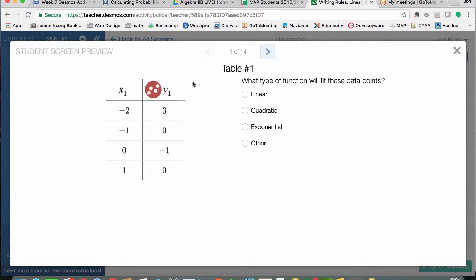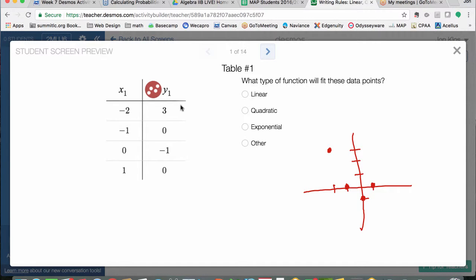The first thing we come across is slide number 1. What type of function will fit these data points? Let me see what I've got going on here. I'm starting with 3, and I might even make a quick little graph here. I'm going from -2 and then up 3. So I have a point like that. Then I have a -1, 0. So -1 is 0. There's a point there. Then when x is 0, y is -1. So that's a point right here. And when x is 1, y is back to 0.